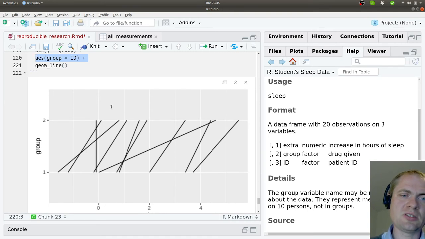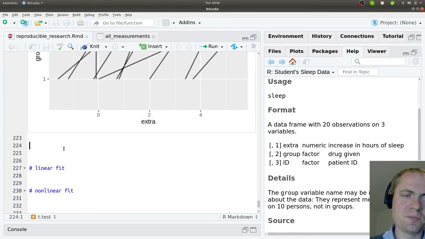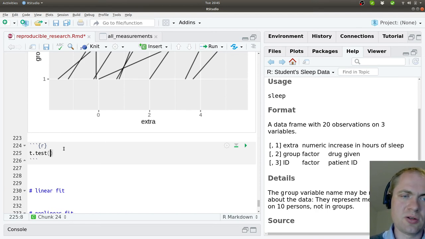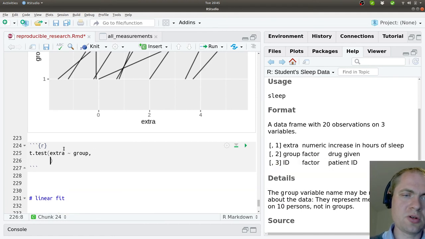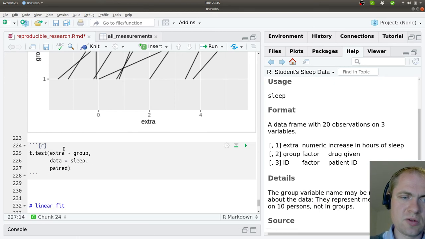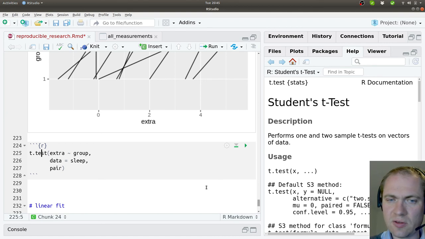And that means that because we actually have a paired data set, we should employ this, and usually if we see something like this, it will get a much stronger or more significant result. But it's only fair to use this if the data actually is paired. So again, we want to explain extra in terms of group, and the data should be sleep, and I want to figure out how to tell it should be a paired t-test. It's just to say paired and then set that to true.